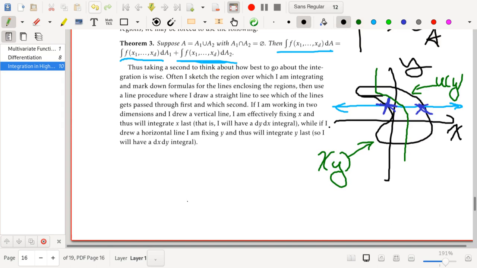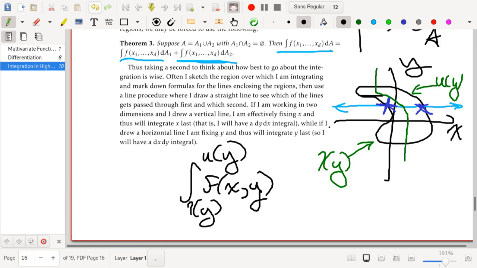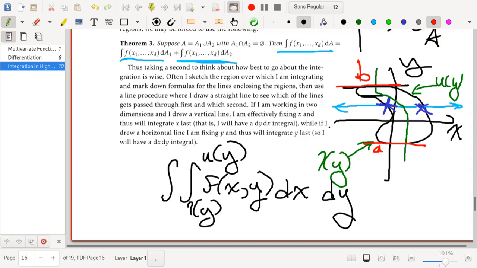So when constructing our integral, we will have an integral from L of y to U of y of f of x, y. Y is being treated as fixed, so we're integrating by x in the inner integral. For the outer integral, if y is being treated as fixed, what is the range of y? It's the part that's enclosed in red, so we might have a here and b here. Then we integrate y from a to b. I'm drawing these lines to get a sense of what exactly I'm integrating and how I'm going to construct my integral.